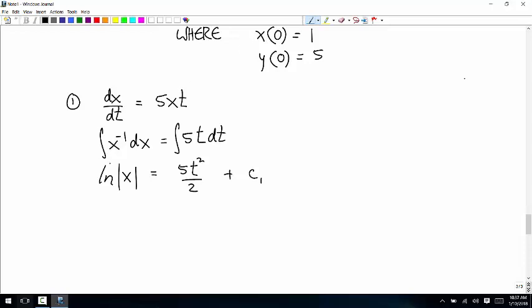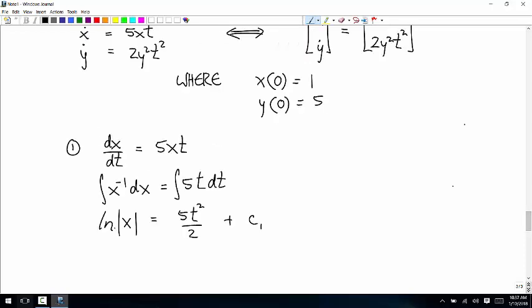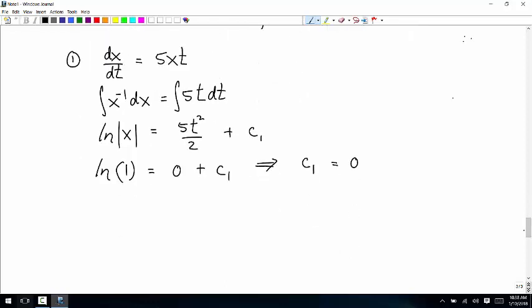Our boundary condition has x positive, so we can say natural log of 1 is equal to 0 plus c1. Natural log of 1 is 0. So c1 is equal to 0. And so our relationship is natural log of x is equal to 5t squared over 2.